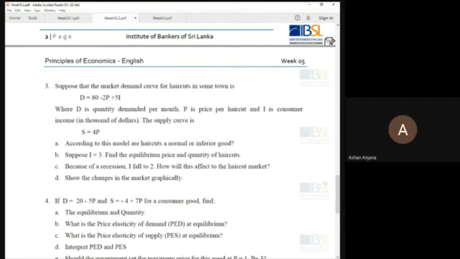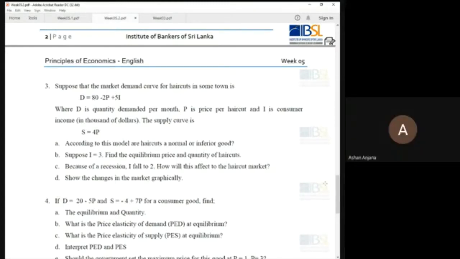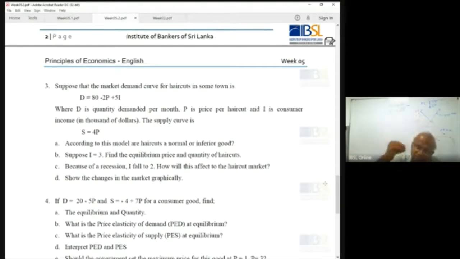When income increases, the quantity demanded of a good will increase. Perfectly correct, when other factors are held constant. For an inferior good, when income increases, quantity demanded decreases. So for a normal good there is a positive relationship between income and demand; for an inferior good, a negative relationship.